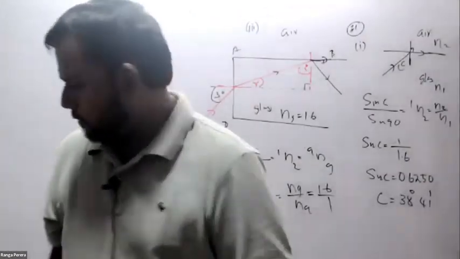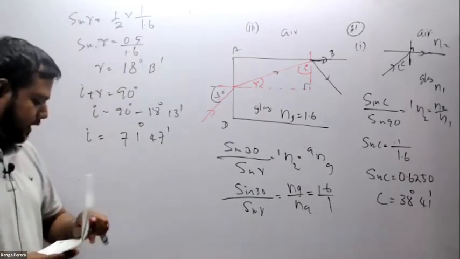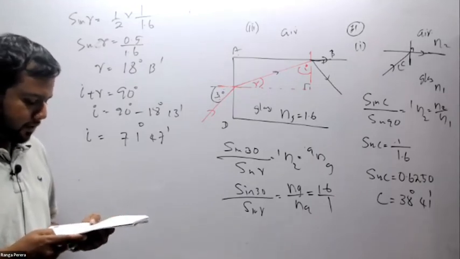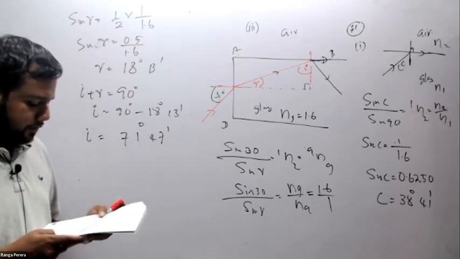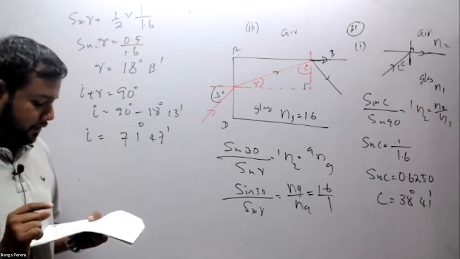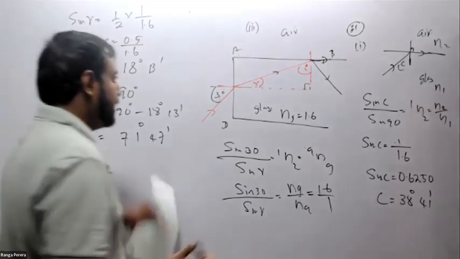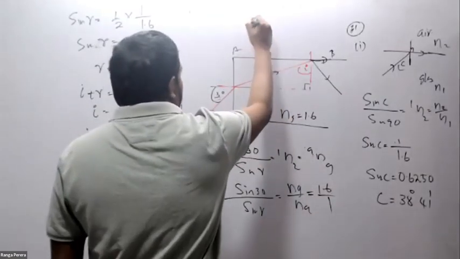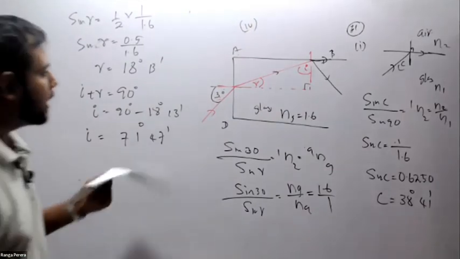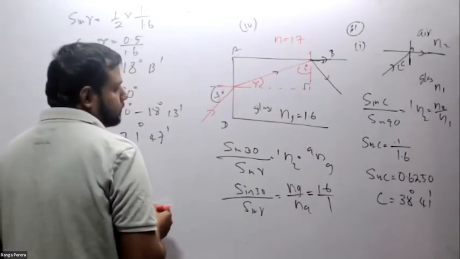Okay. Next one, part 4. If the space above the surface AB is filled with a transparent material of refractive index 1.7, then draw the ray diagram after calculating the relevant angles for theta. Now it is not the glass here, it is now 1.7. We take 30 degrees.